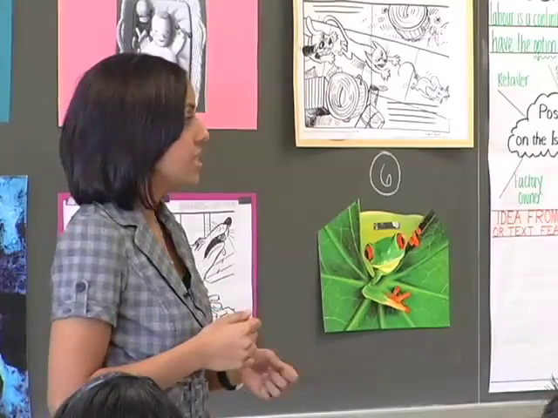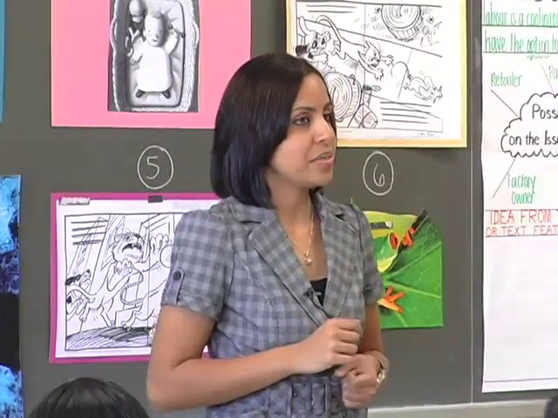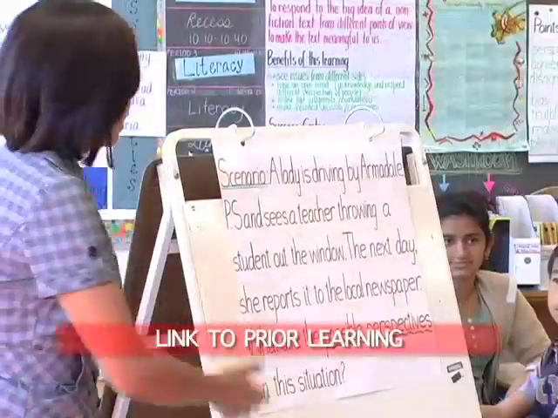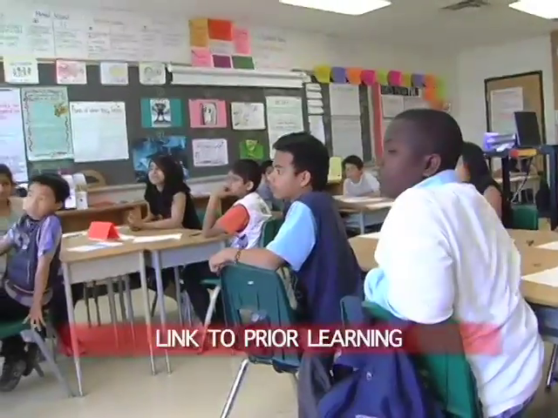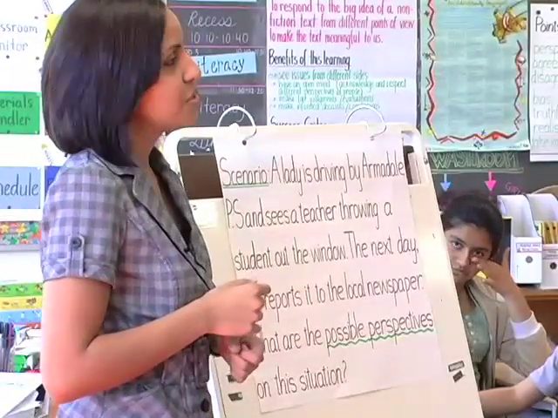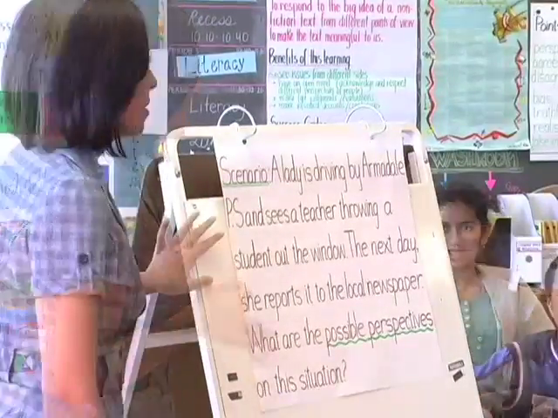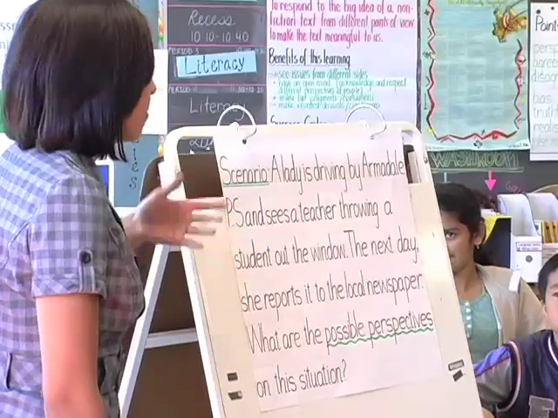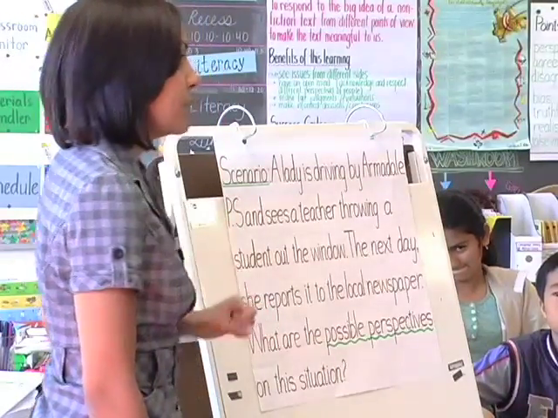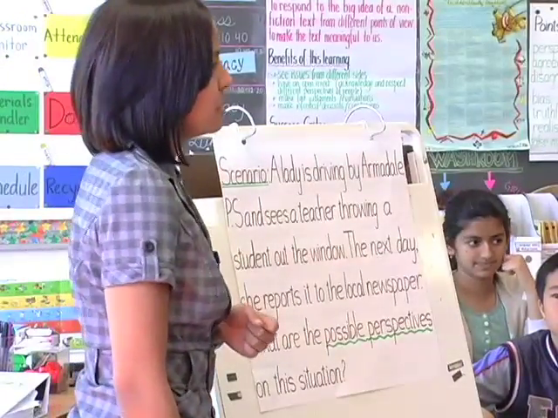By doing this activity, you've already begun to identify that you can look at different images, different events, different issues from different angles. I want you to now think back to a scenario that we've discussed earlier this year. A lady is driving by our school and sees a teacher throwing a student out the window. The very next day, she goes and reports the incident to the local newspaper before knowing the full story. When we discussed this scenario, we already identified that there is more than one perspective other than the lady's perspective on this issue. Can anyone remember what some of those perspectives were?